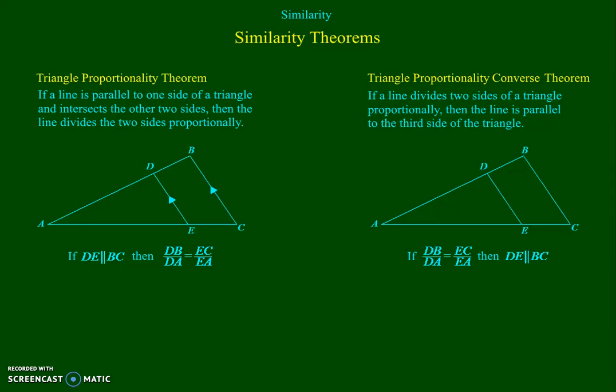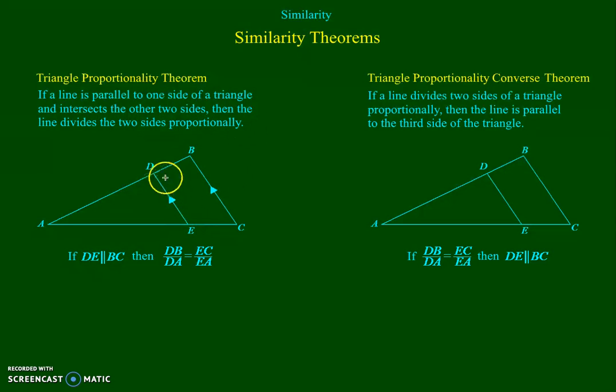This is part 5 of the series Similarity, and in this part we're going to start out by looking at two related theorems. The first theorem is the triangle proportionality theorem, which says if a line is parallel to one side of a triangle and intersects the other two sides, then the line divides the two sides proportionally.